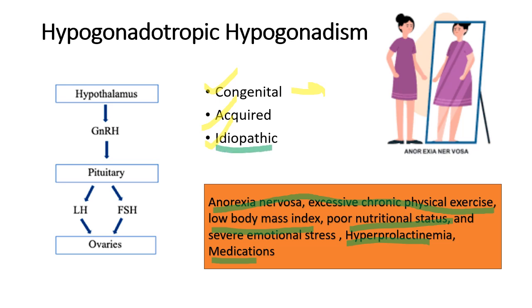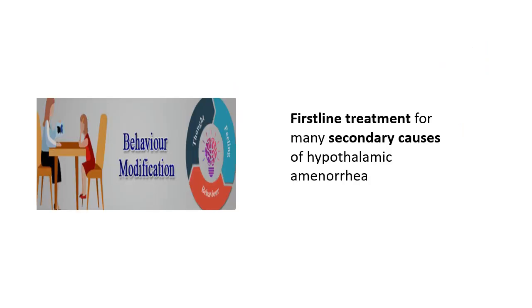Let's discuss the treatment of these conditions. The first line treatment for the acquired, that is the secondary causes of hypothalamic amenorrhea or hypogonadotropic hypogonadism, is behavior modification.